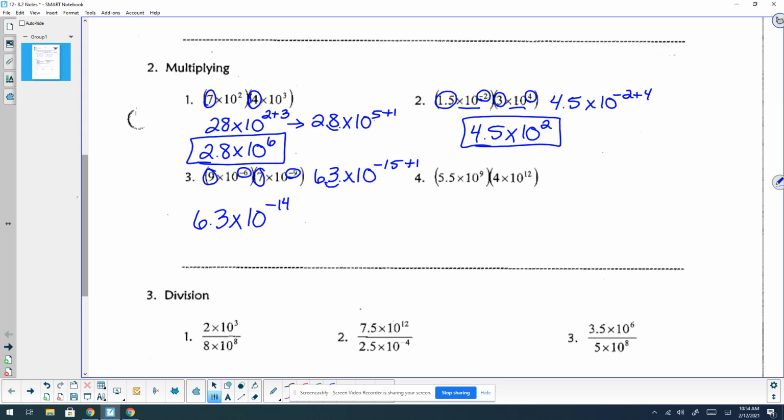On to problem 4. I'm going to go ahead and multiply 5.5 times 4. 5.5 times 4 is 22. Then I have my times 10. Again, because they are like bases, 10 and 10, I'm going to go ahead and add my exponents. So that gets me 22 times 10 to the 21st.